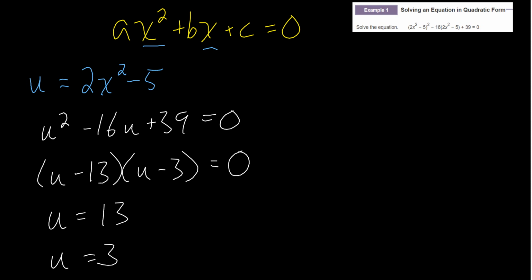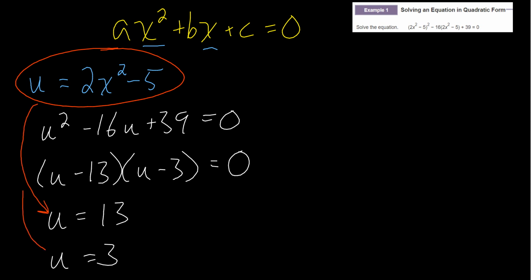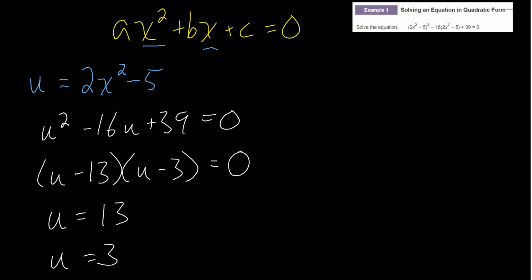Because recall that I said at the beginning, u is equal to 2x squared minus 5. So that u is going to take the place of the u down here for both of them. All right, so let's go ahead and proceed with that. Let's put a little dividing mark here. Okay, so now we said u was 2x squared minus 5.